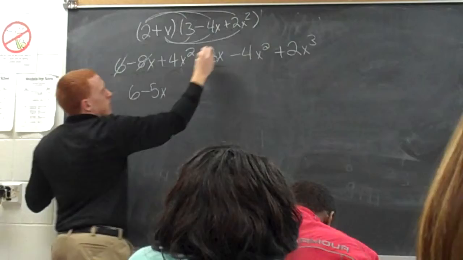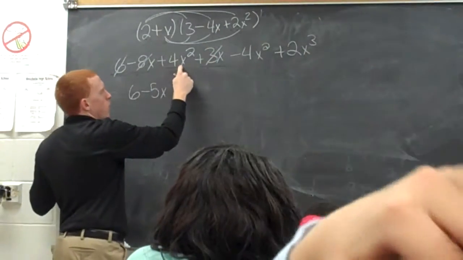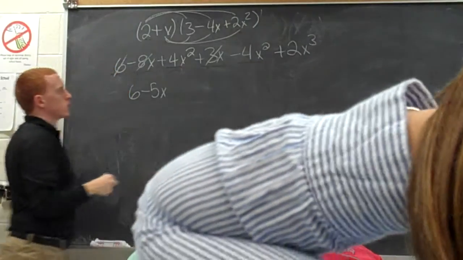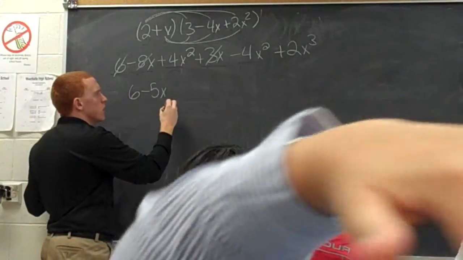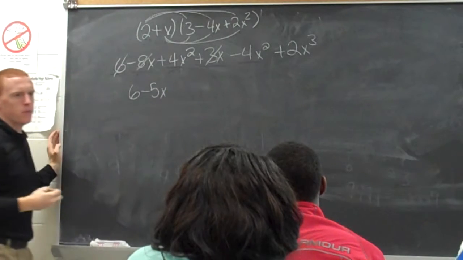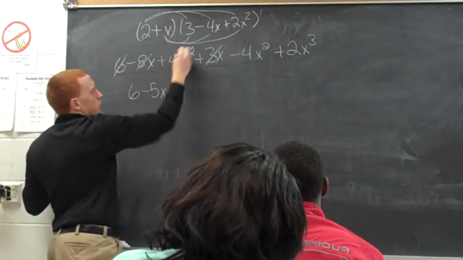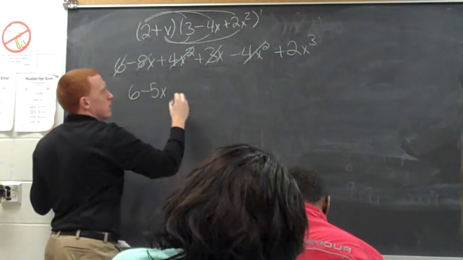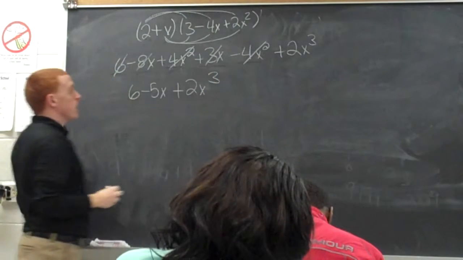So I'm done with these. So 4x squared and a negative 4x squared. 4 minus 4 is 0. So I can write plus 0, but I don't think I have to. So done with these. Plus 2x cubed, because it's the last one left. Now am I done?